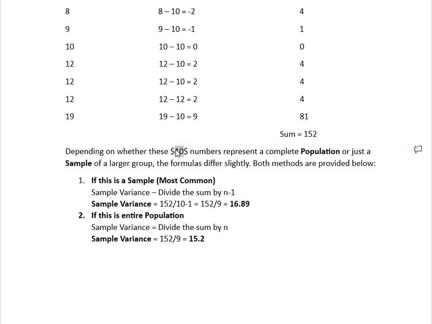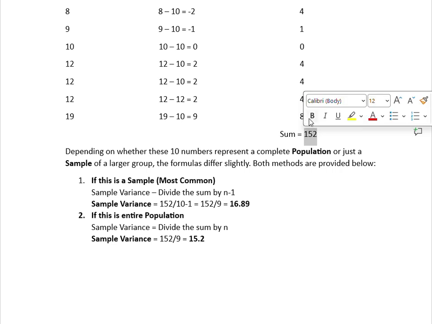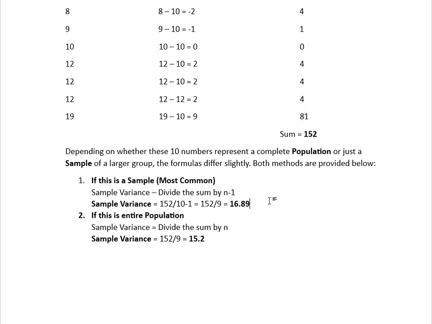So there are two methods to calculate the variance. First, if this is a sample, which is the most common method, then sample variance is to divide the sum by n minus 1. The sum in our case is 152. Divide this by n minus 1, and n in our case is 10. So 152 divided by 10 minus 1 is 152 divided by 9, which is approximately 16.89. This is if I took a sample.